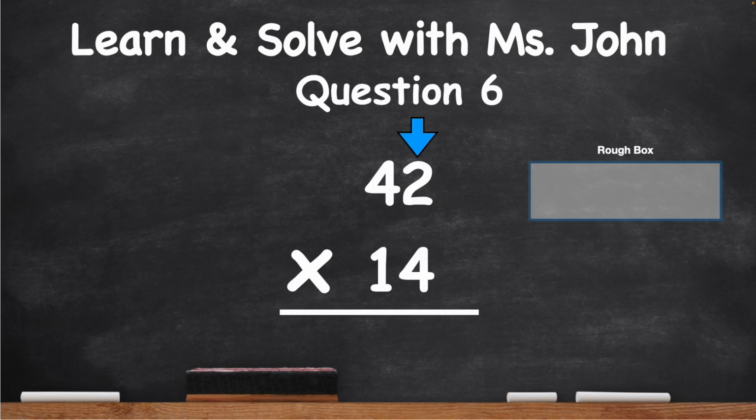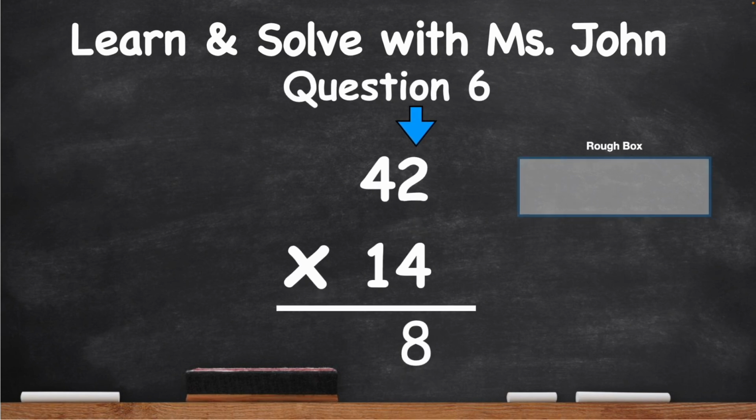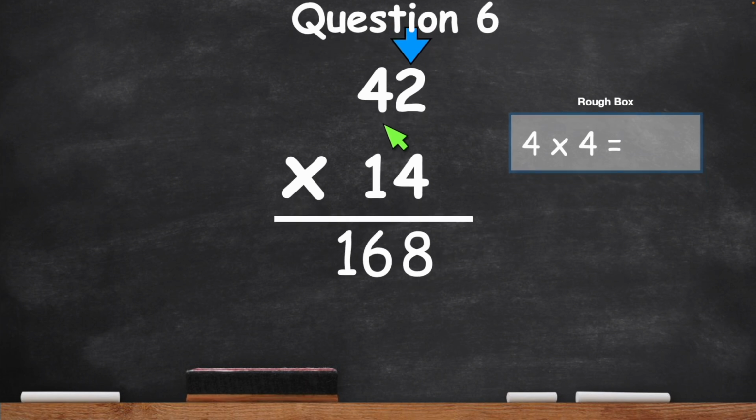Let's solve. So in our rough box, we're going to do first 4 times 2. So 4 times 2 equals 8. So we're going to put 8 in the ones column of the answer section. Now we're going to do 4 times 4. So in the rough box, we're going to write 4 times 4. 4 times 4 equals 16. So we're going to put both those numbers right in the answer section, giving us 168.